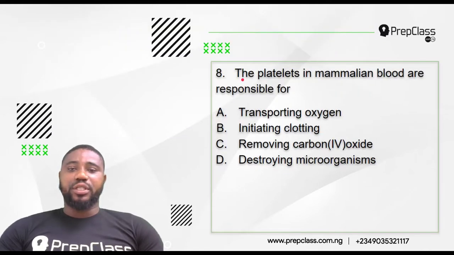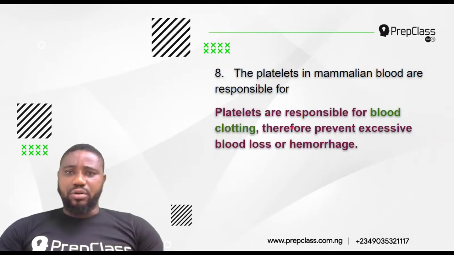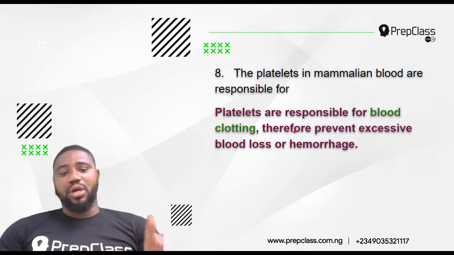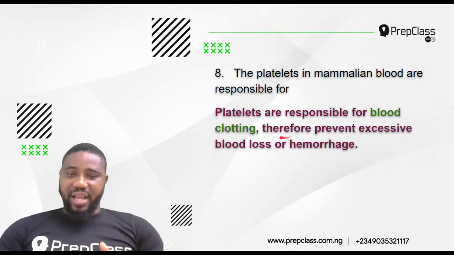8. The platelets in mammalian blood are responsible for, is it transporting oxygen? Is it initiating clotting? Is it removing carbon dioxide? Is it destroying microorganisms? Now, we have 3 blood cells. You have the white blood cells, you have the red blood cells, you have the platelets. The white blood cells are responsible for fighting and killing germs. The red blood cells are responsible for transporting oxygen, while the platelets are responsible for blood clotting.